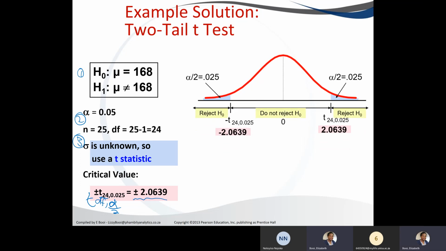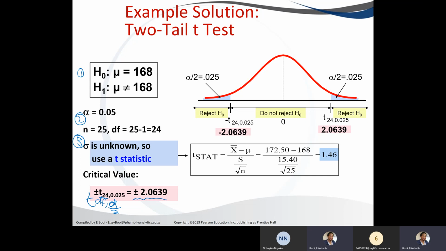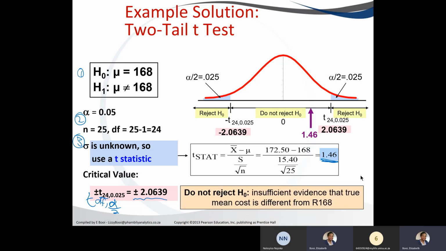We create our region of rejection and we calculate our test statistic based on the values. We'll use that region of rejection to make a conclusion, because once we have calculated our test statistic by substituting all the values, we find that our test statistic is 1.46. Where does 1.46 fall? It falls in the do not reject area, and we can conclude that we do not reject the null hypothesis, because there is insufficient evidence that the true mean cost is different from 168. And that's how you make a decision.